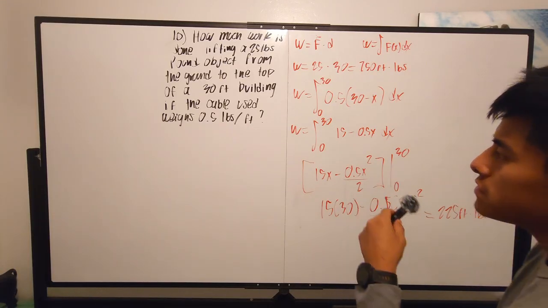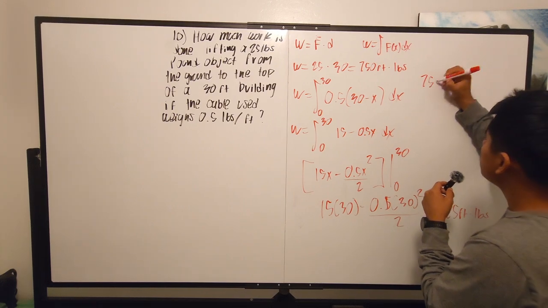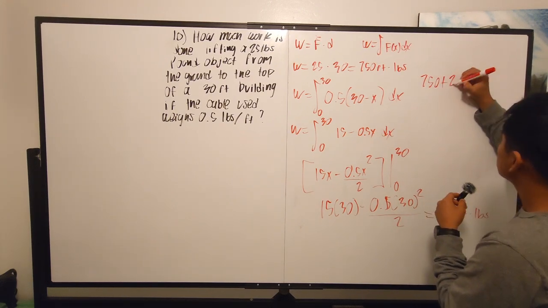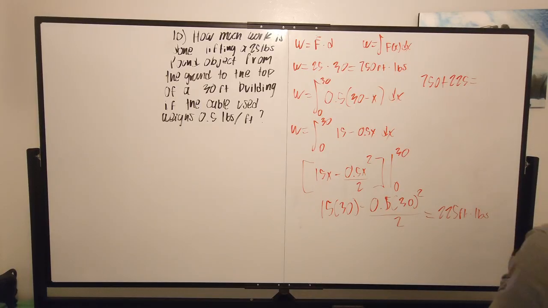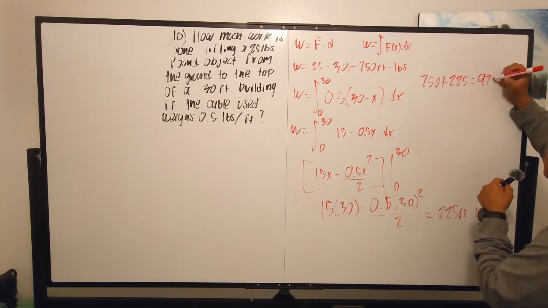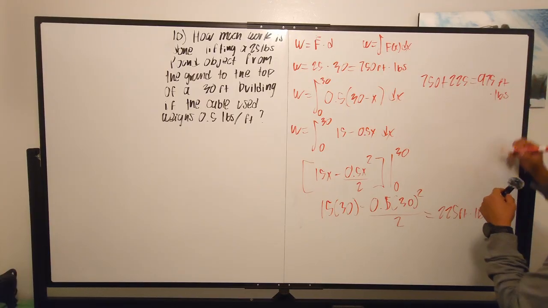of course, we're going to add these works up. So we have 750 plus 225. That is going to get you a grand total of 975 foot pounds of work.